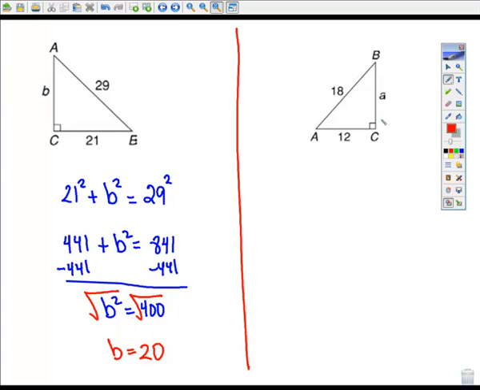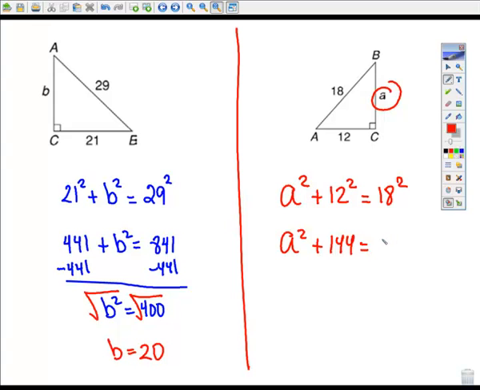Let's do this next one. Again, I'm not looking for c, I have c. So this time I'm looking for a. So a squared plus b, the 12, it's the other leg, squared equals c squared. So I have a squared plus 12 squared, which is 144, equals 18 squared, which is 324. And again, I will subtract.